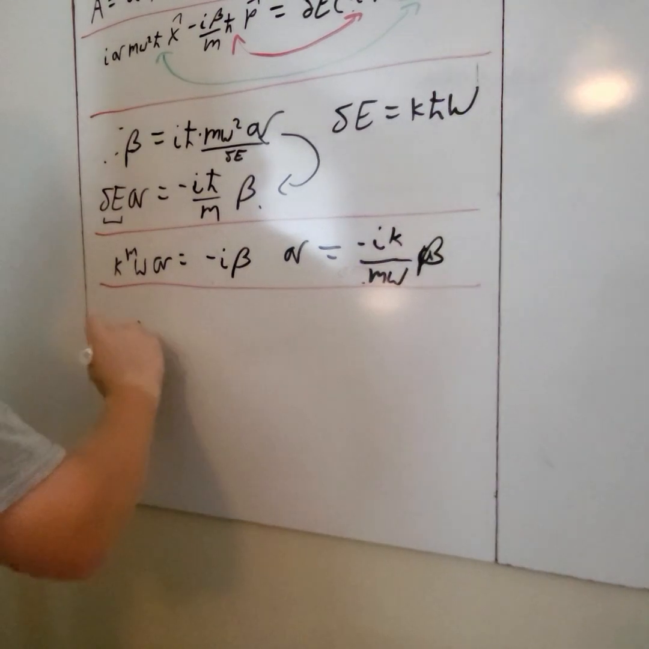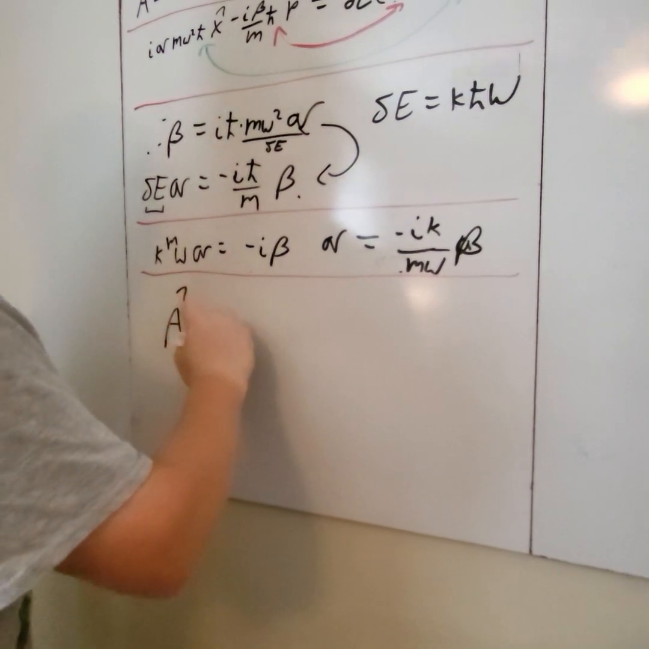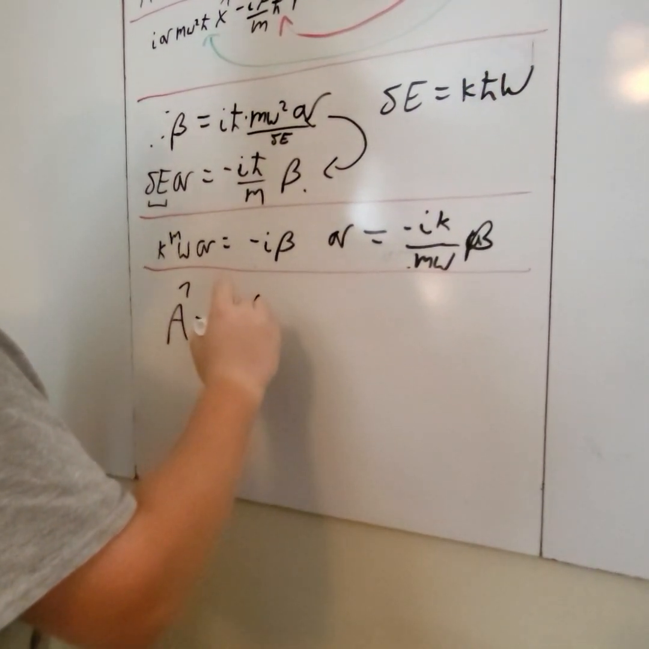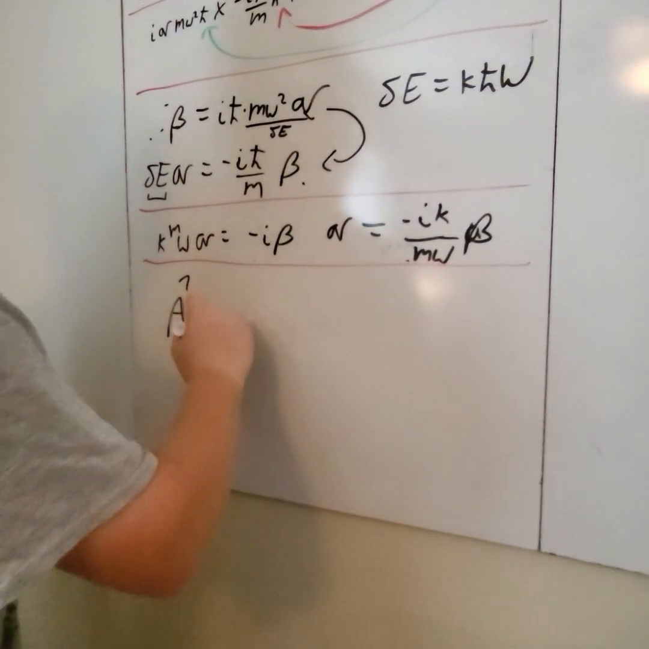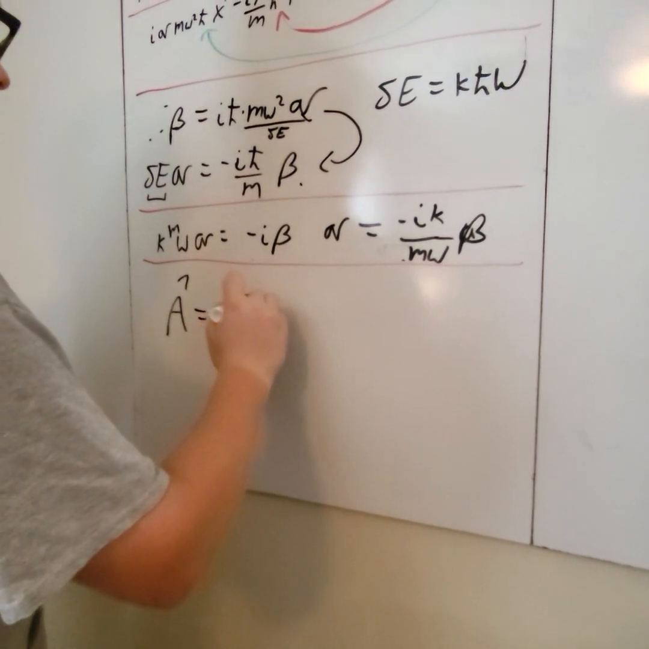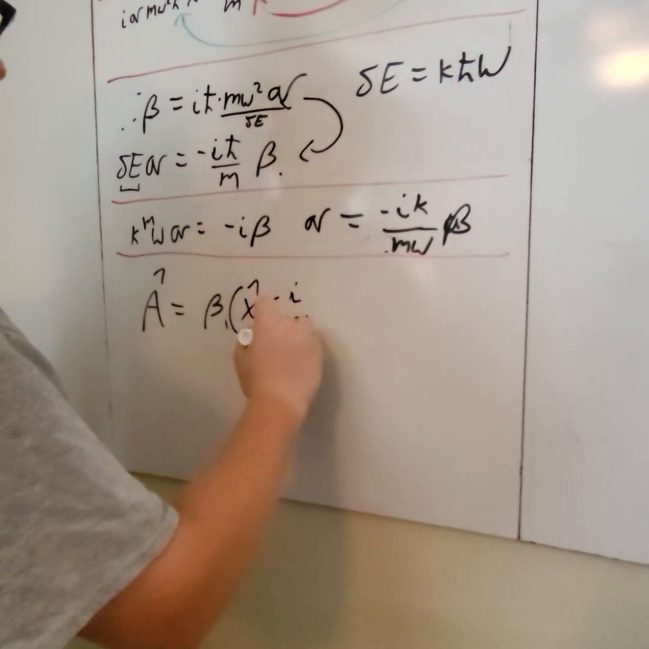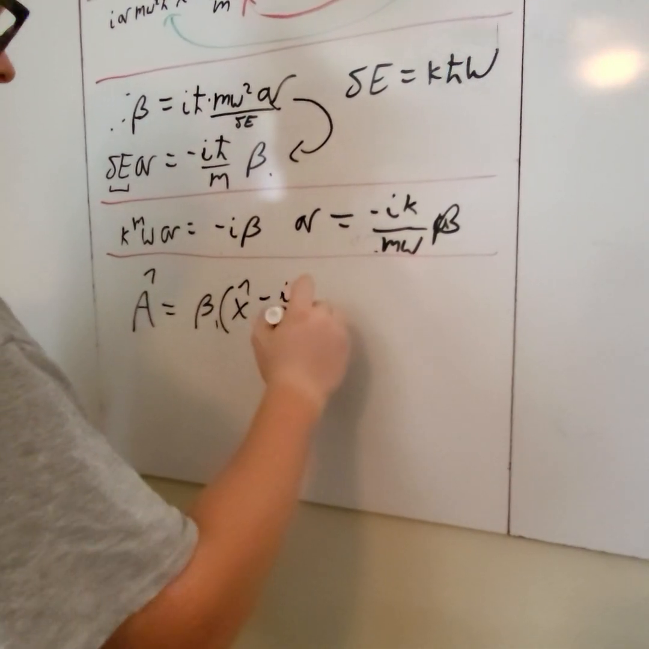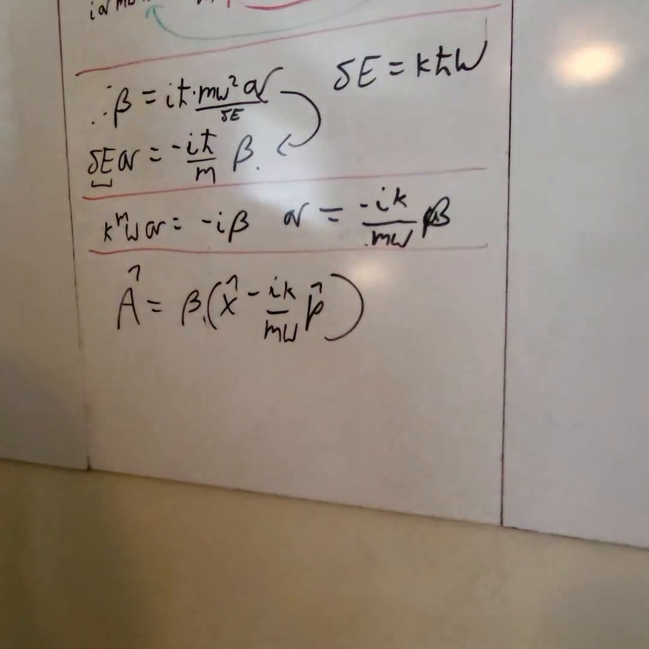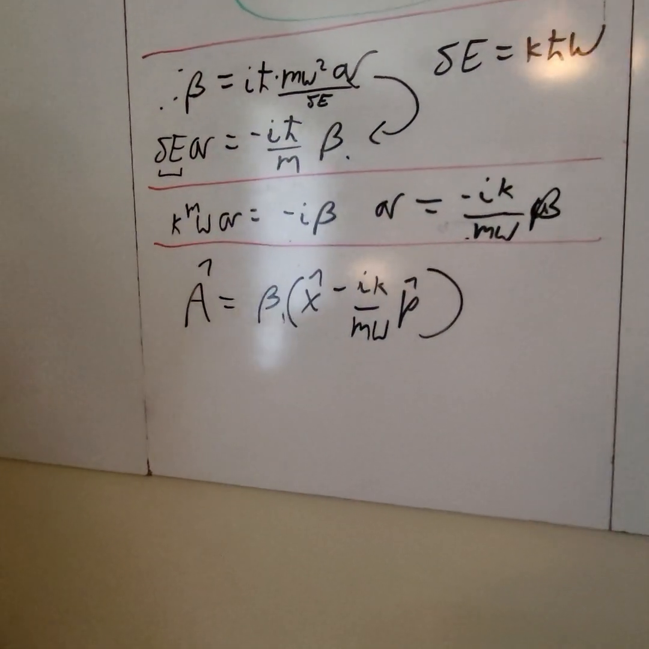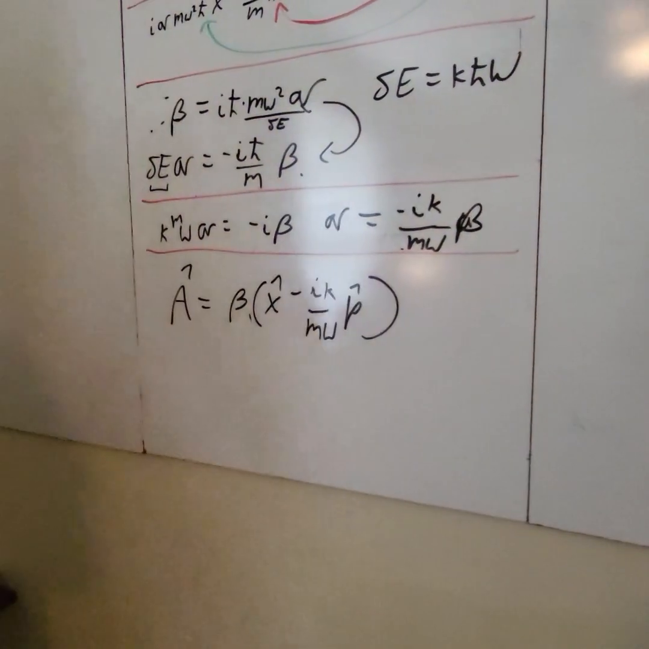So our A hat is equal to some factor beta. We're going to pull beta out, it just looks nicer. Beta times x hat minus i k over m omega p hat. And that's just an arbitrary normalization factor. Basically all put together. Let's write it to the side real quick.